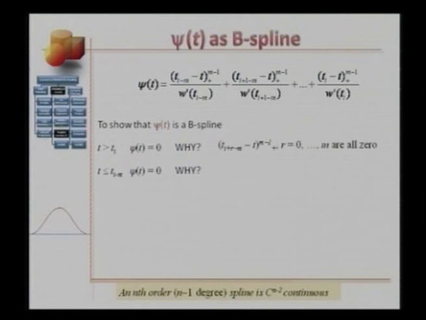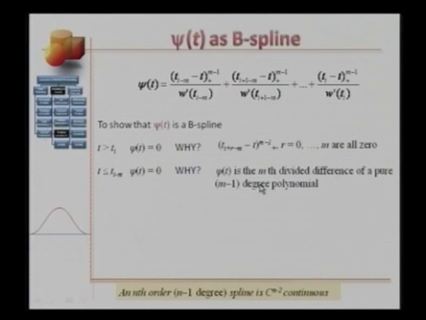What is the mth divided difference of a pure polynomial of degree m minus 1? So here is what I have said. Psi of t is the mth divided difference of a pure m minus 1 degree polynomial. Let me pose this question again. What happens to the mth divided difference of an m minus 1 degree polynomial? The answer is, this is going to be 0. We have seen this before, and I'll discuss an example through which you can see this again.